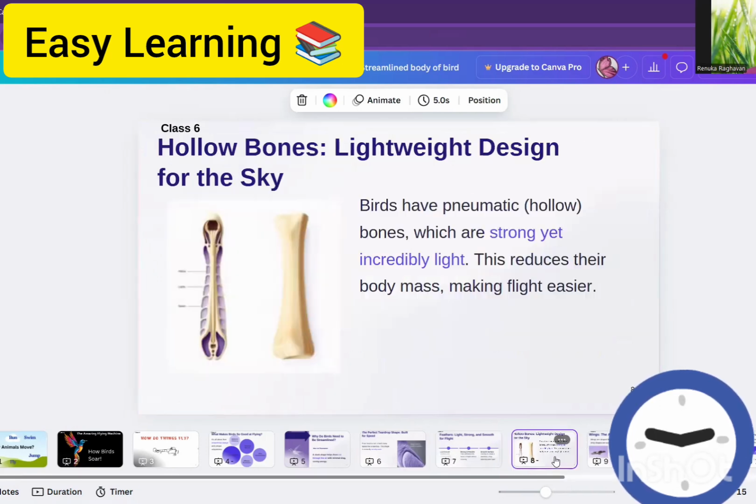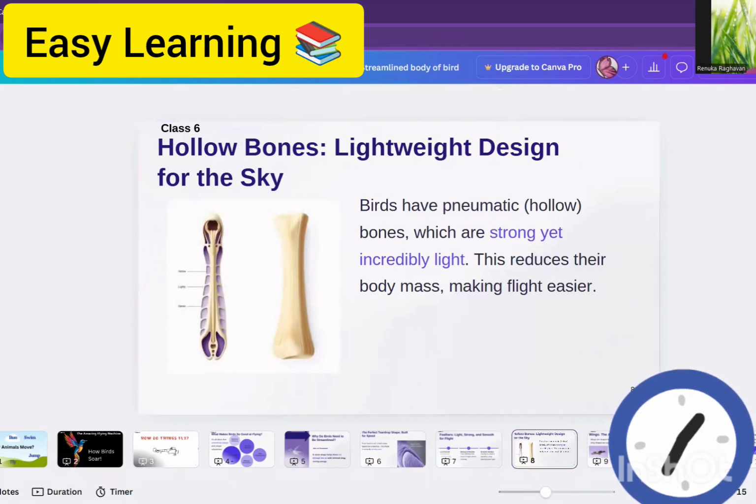Okay. So now look at these hollow bones. These hollow bones are very essential for them to have lightweight pneumatic bones. They are strong and incredibly light, so that will reduce the body mass and also make the flight easier.